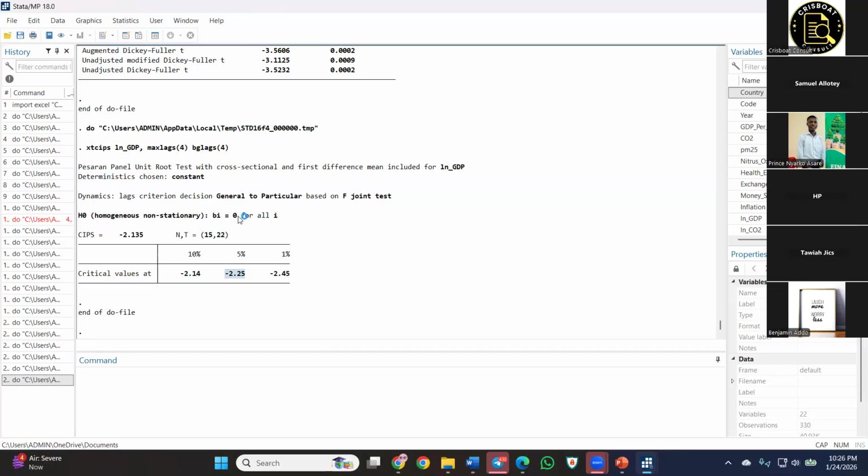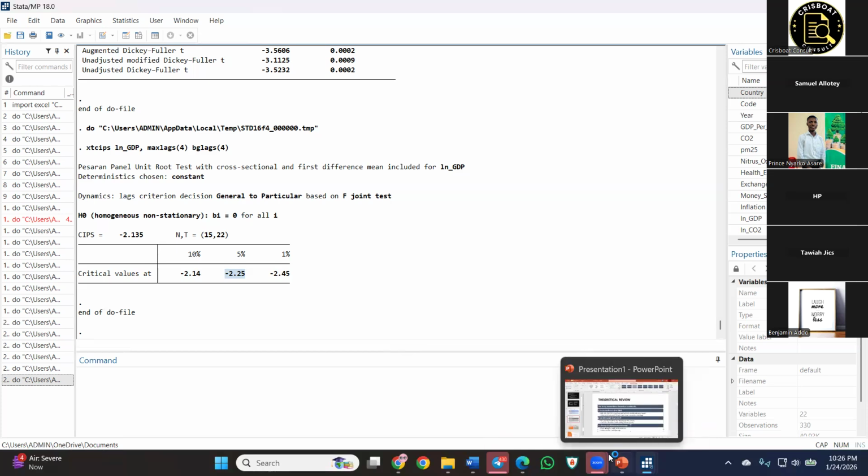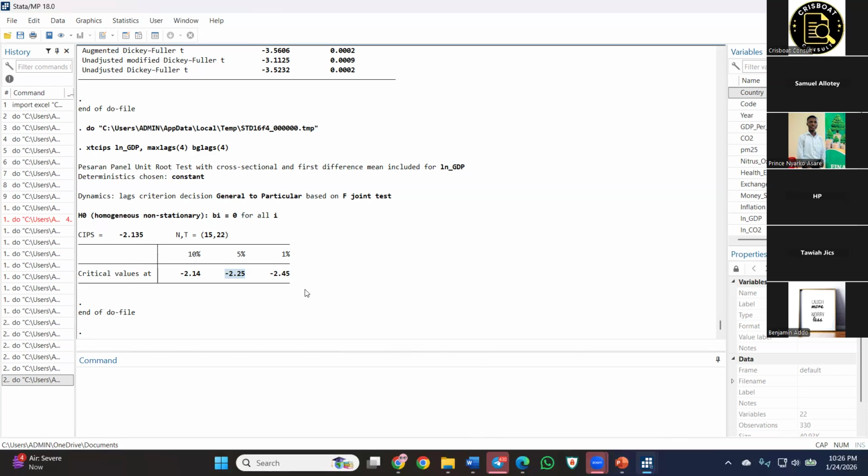So if it is less than the 5%, then it is not significant. If it is not significant, we fail to reject the null hypothesis. In other words, we accept the null hypothesis. And what is the null hypothesis? The null hypothesis is non-stationary. That means the variable is non-stationary. Please, do we understand? Any question?